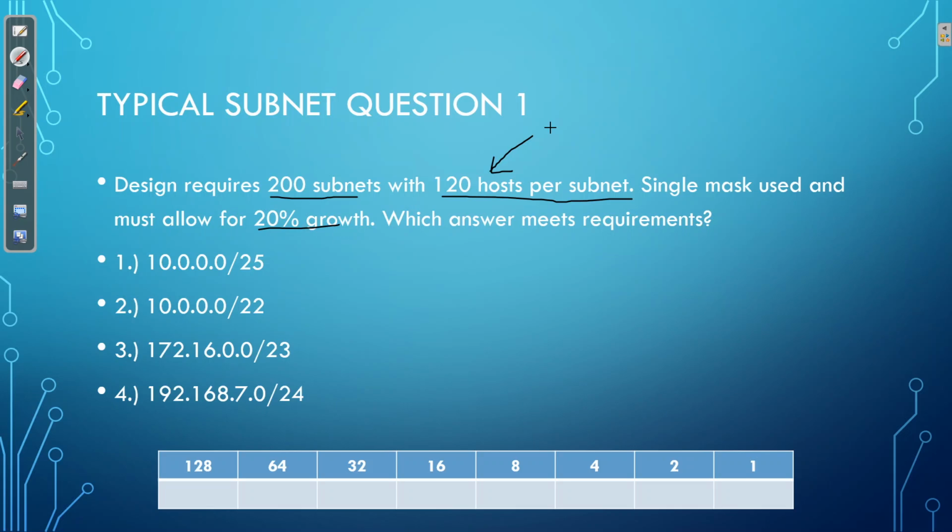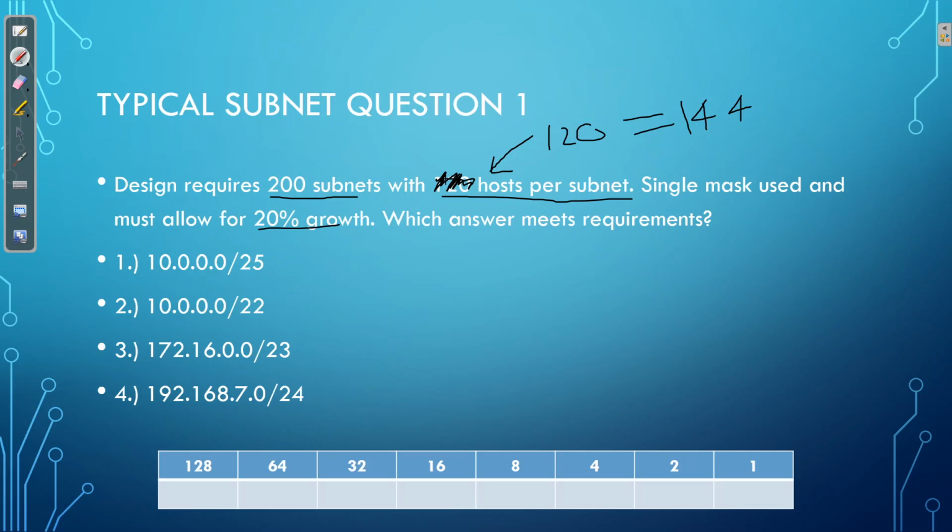So I'm going to calculate how many hosts per subnet we would have after that 20% growth has taken place. So 120, 20% of that is going to be 24, which leaves me with 144. So I will need to make room for 144 hosts per subnet. So let me just rub out the 120 so that it doesn't confuse me because I may get the answer wrong then.